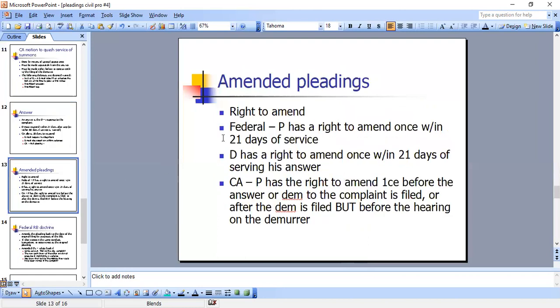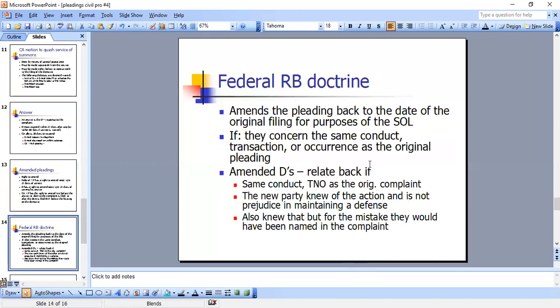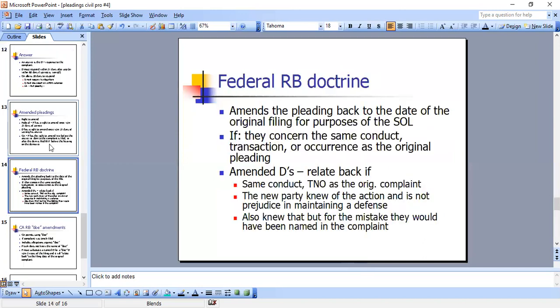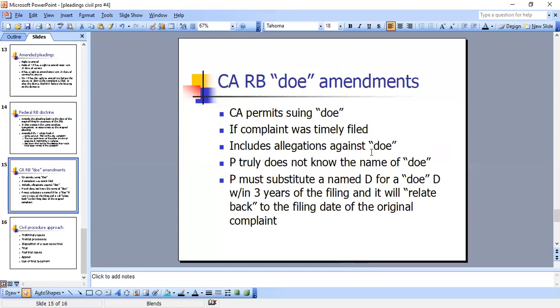Amended pleadings, they can amend. The plaintiff has one time to amend within 21 days of service. The defendant has one time to amend within 21 days of serving his answer. Relation back doctrine: it relates back if it contains the same transaction or occurrence and the same conduct as the original pleading, okay? Remember DOE amendments: they don't need the name, but they have to truly believe that they don't have the name, and it includes allegations against them. And California permits suing a DOE, not federal.